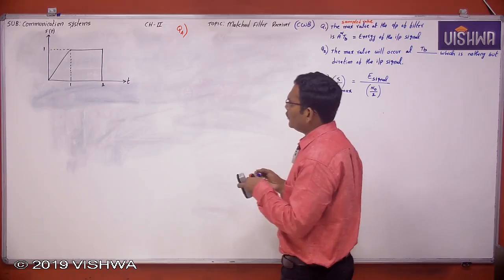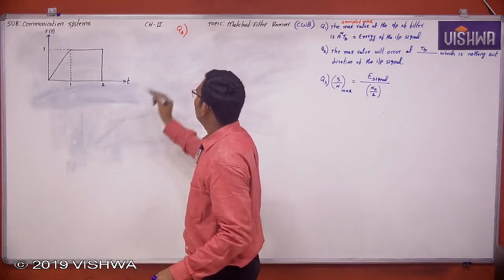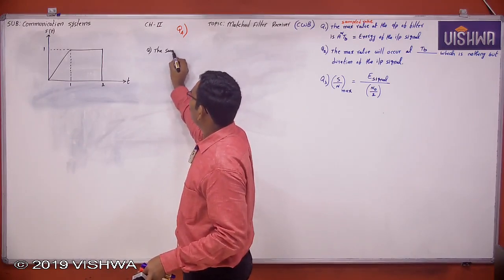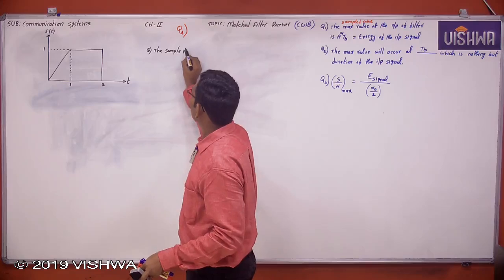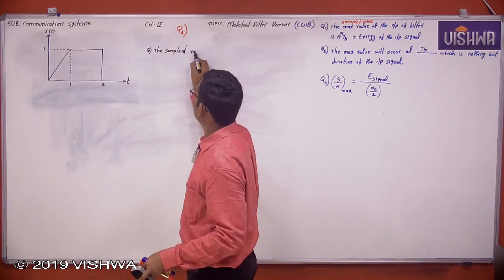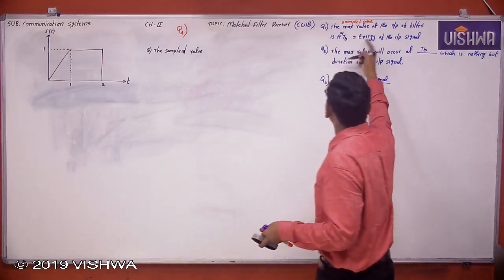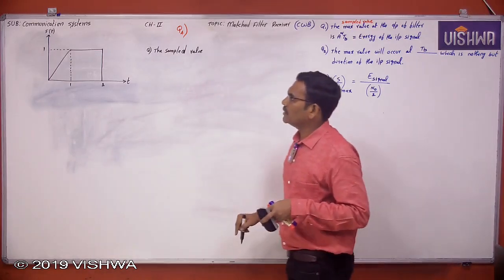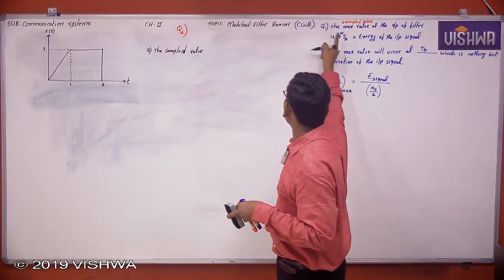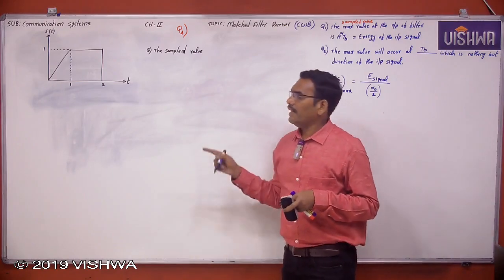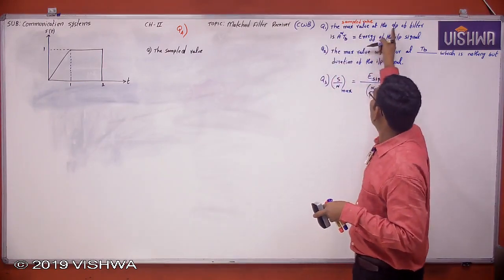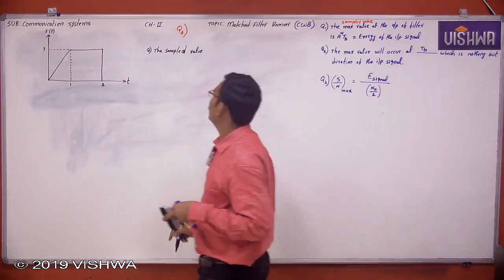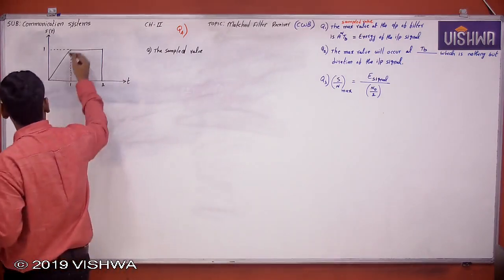The sample value. Now what is the question? The sample value or the maximum value at the output of the filter is nothing but the energy of the input signal. Now we want to find, now this is a slope.